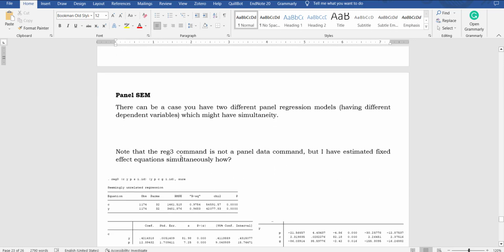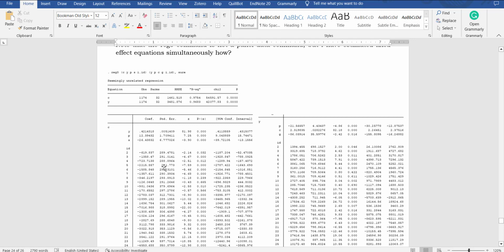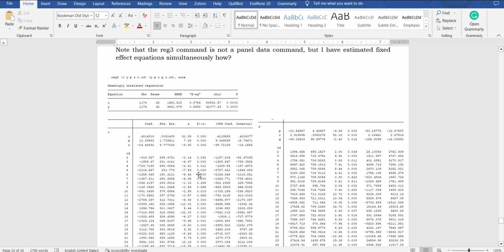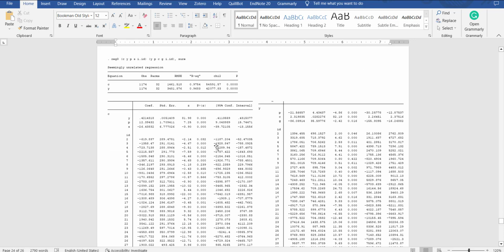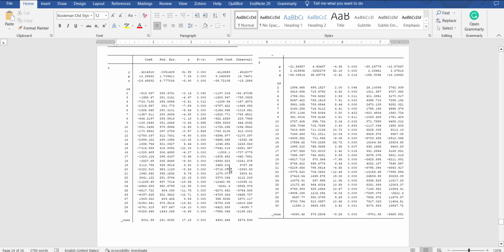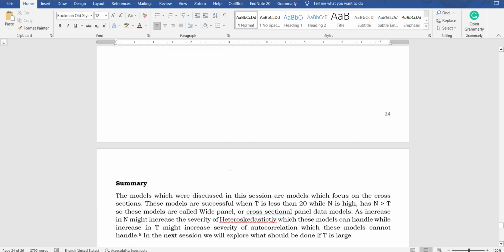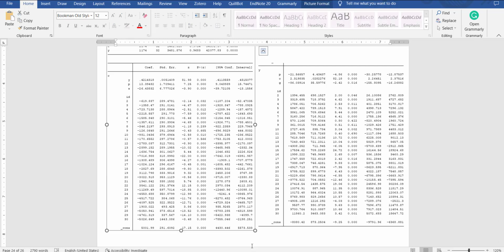Then there is a panel SEM. This is a new kind of model for when there are multiple equations estimated in panel data. You can run it using panel SEM. The difficulty in that model is that this SEM is not the same as the SEM that we discussed earlier. This is SURE regression, seemingly unrelated regression. So I have equated two equations and added cross-section dummies to make it panel SEM. This table will be very big if there are too many countries or too many time periods. So this is the model you can use if you want to estimate simultaneous equations in panel data.